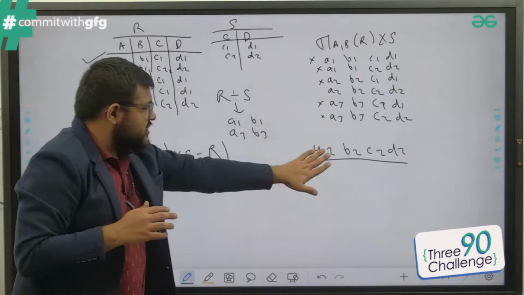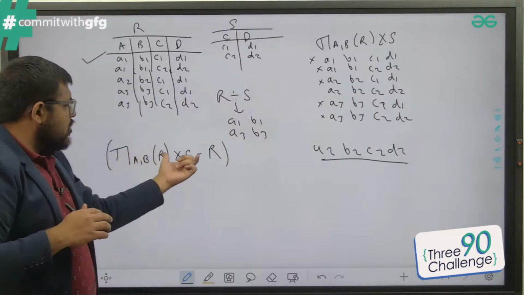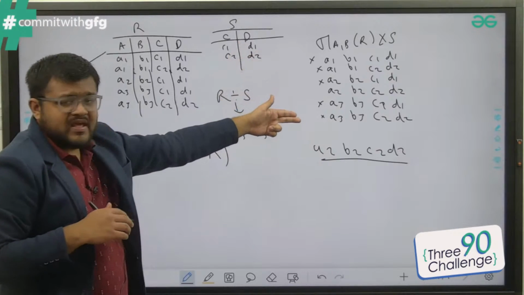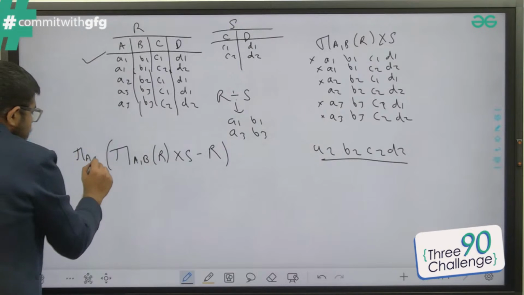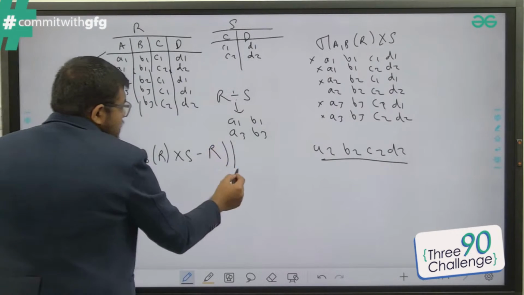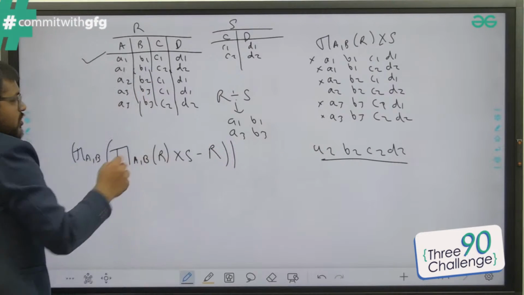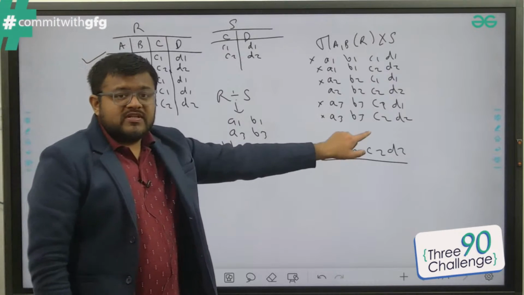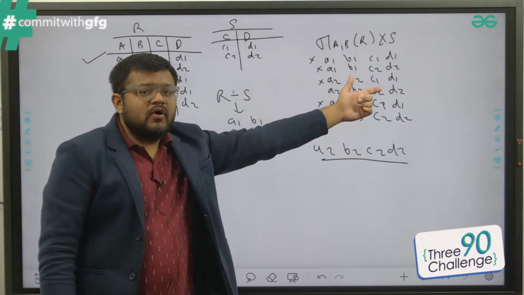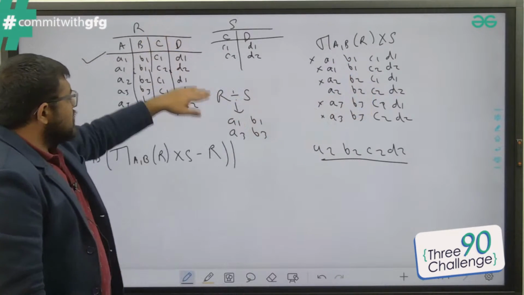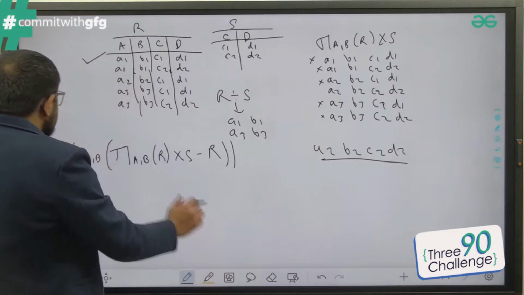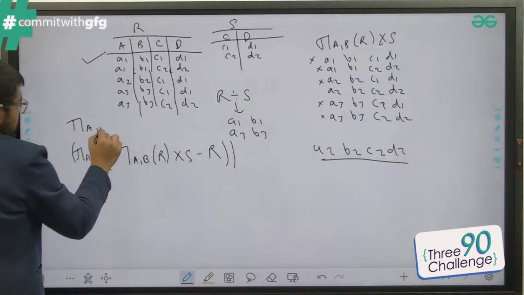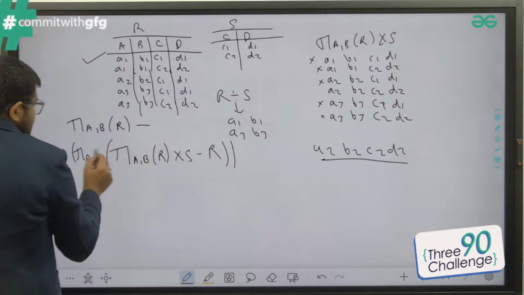If it was associated with every value of S, it would have gone in the set difference, like A1 B1 and A3 B3. So here if I do pi AB, I will get the values A2 B2. So A2 B2 means what? These are the values which are not associated with every value of S, but in the division operator I get the values which are associated with every value of S. So what I can do, I can say pi A comma B of R minus this value.